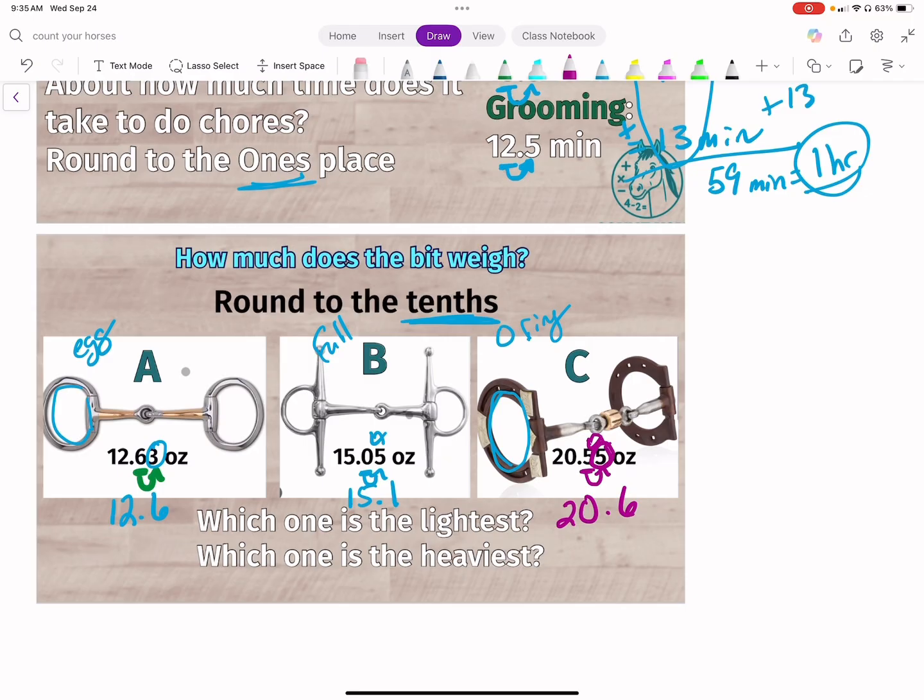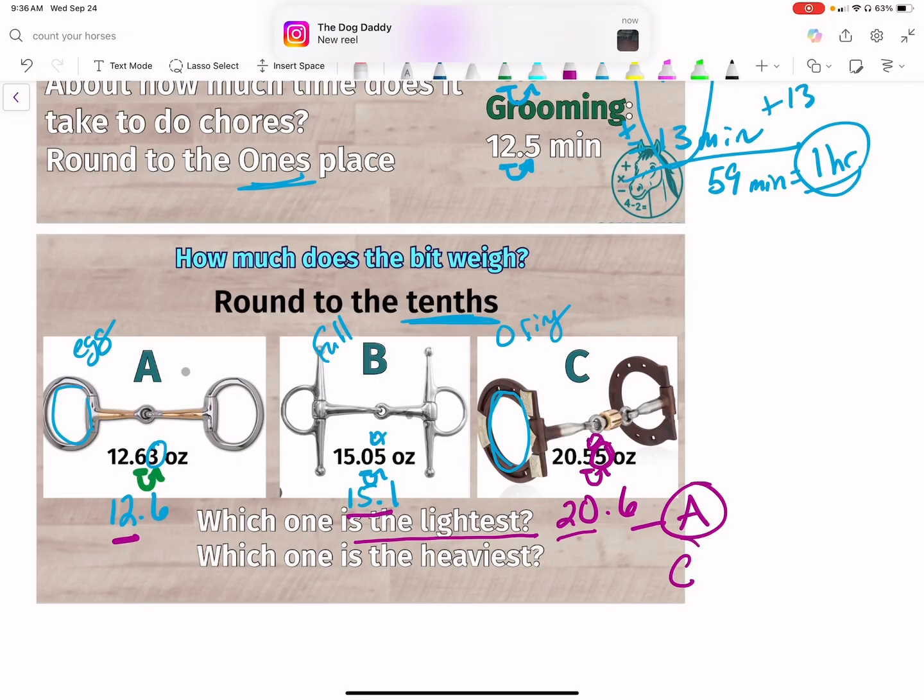Very good. Okay, so now I want to know which one is the lightest. Well, we've got 12 and 6 tenths, 15 and 1 tenth, and 20 and 6 tenths. Well, it looks like A is going to be our lightest one. And which one is going to be our heaviest? C is going to be our heaviest.